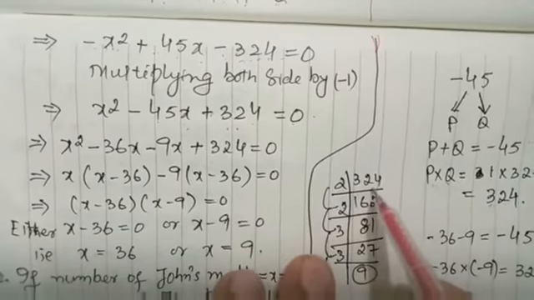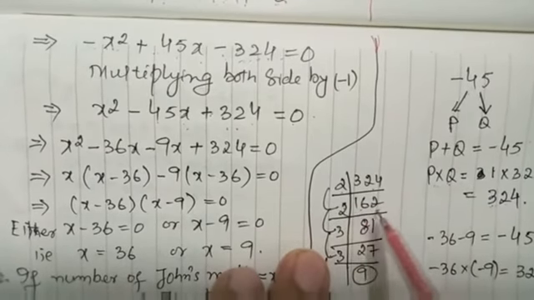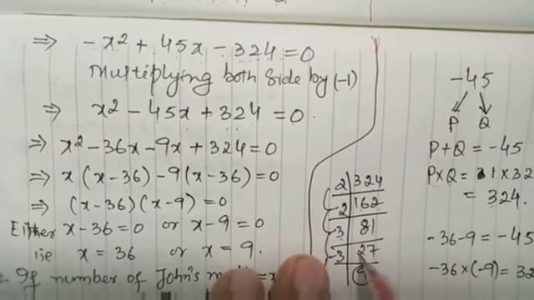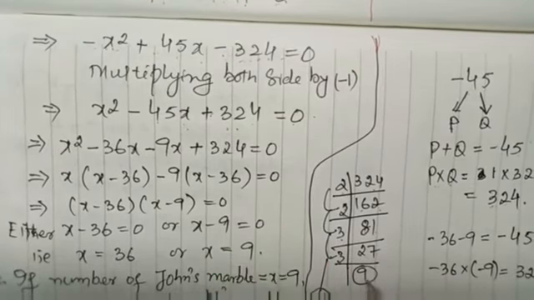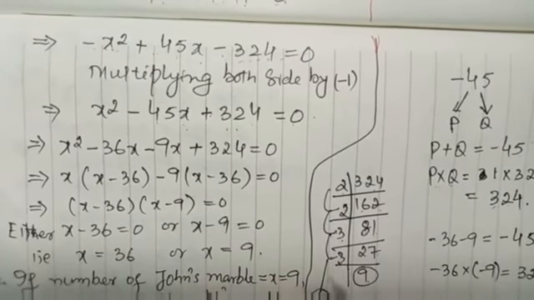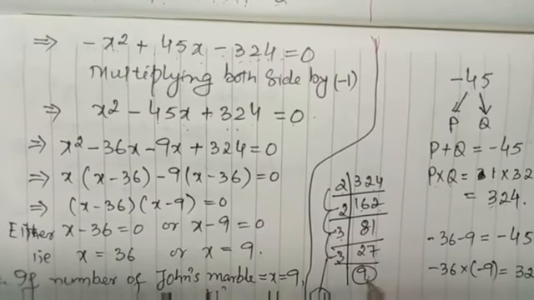I will write here 324, then I will do division with 2. I will get quotient of 162. Then with the 2 once again, I will get quotient of 81. Then with 3 I will get quotient 27. Then with 3 I will get 9. See here, 2 2s are 4, 3s are 12, 3s are 36. 36 and 9. 36 is one term and 9 is one term.